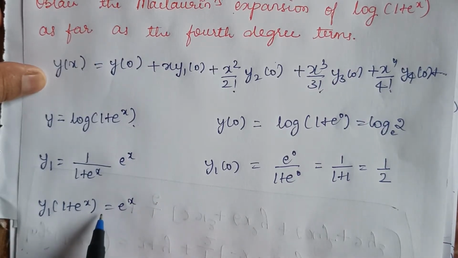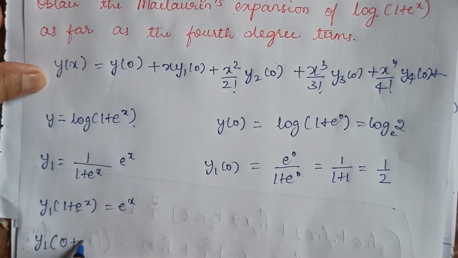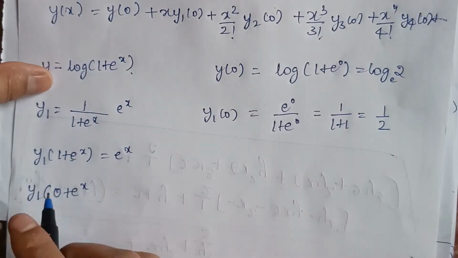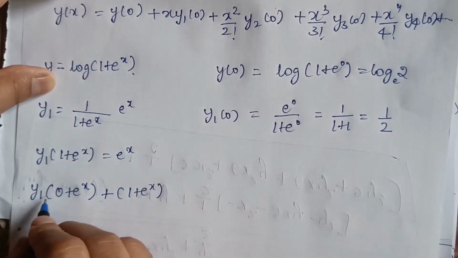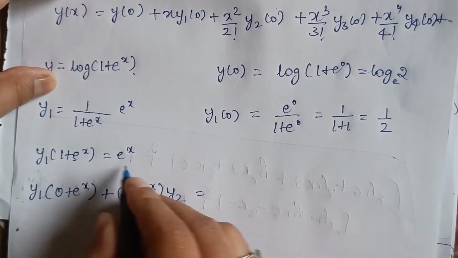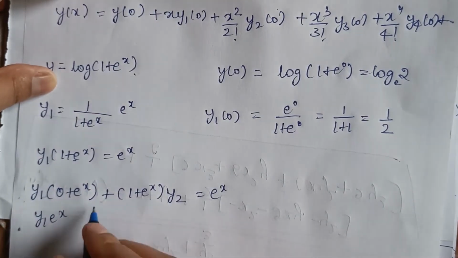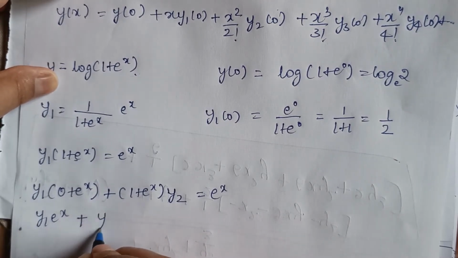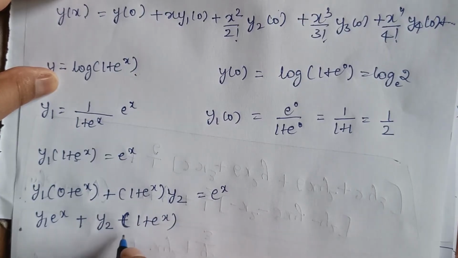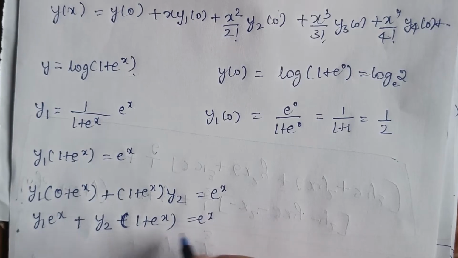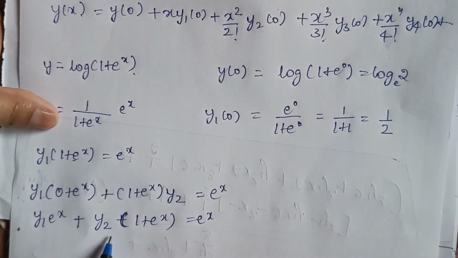Now I will differentiate this again to find y2. So y1 I'll keep as it is and differentiate this. Differentiating this, it will become 0 plus e power x, since differentiation of e power x is e power x only. And if you differentiate y1, keeping 1 plus e power x as it is, it becomes y2, equal to e power x. So this is y1 e power x plus y2 times 1 plus e power x, because I simply have to find y2, equals e power x. So here I will substitute all the values with respect to 0, so that I can get y2 of 0.